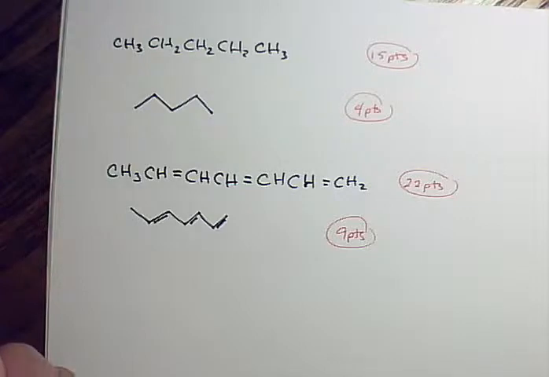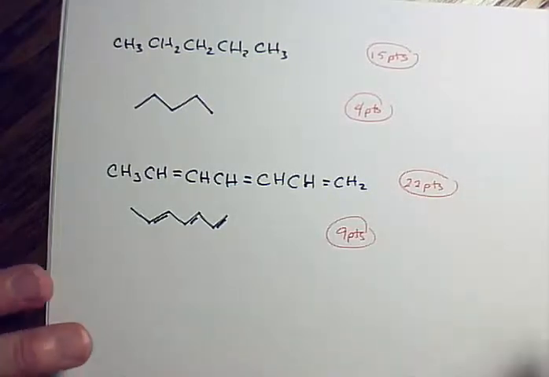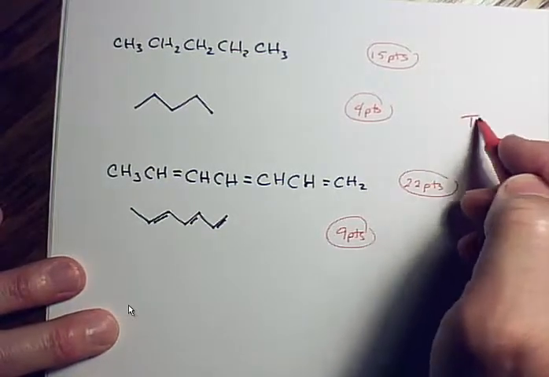That's not what I got. Okay. Got 15 plus 4 plus 22 plus 9. Got a total of 50 points here. I mean, I'm just counting all the points on this, right? So I got a total of 50 points for everything.